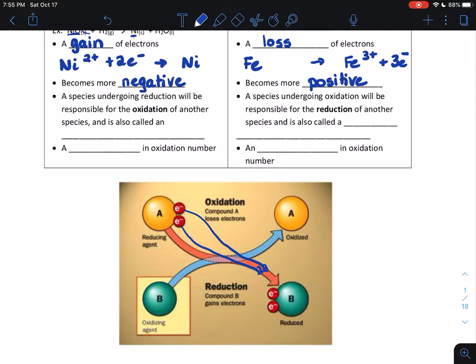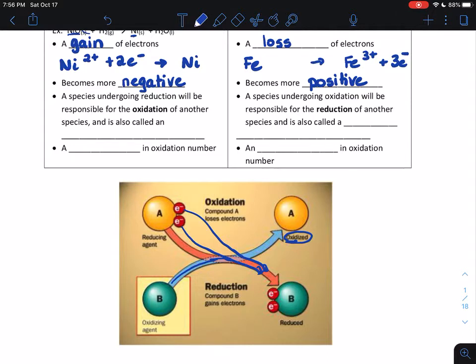The same thing happens with reduction. So here I have substance B. It's gaining those electrons from substance A. So it is taking them away from substance A, and substance A becomes oxidized. So substance B is undergoing reduction, but it undergoes reduction by causing substance A to become oxidized. And so substance B is an oxidizing agent.